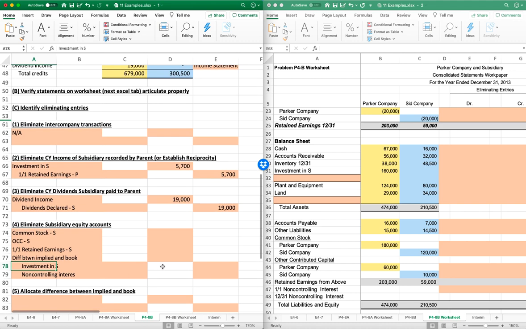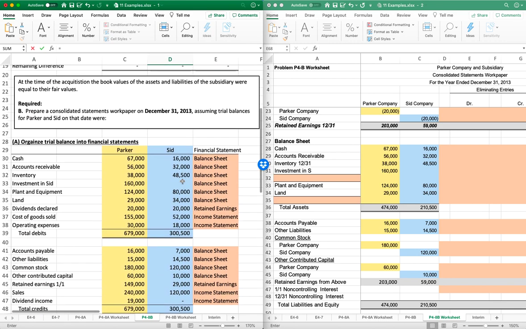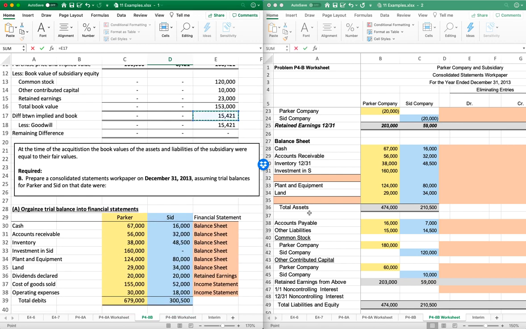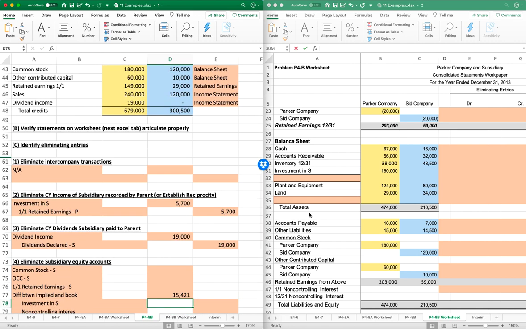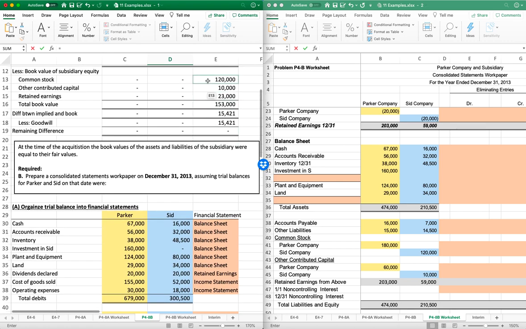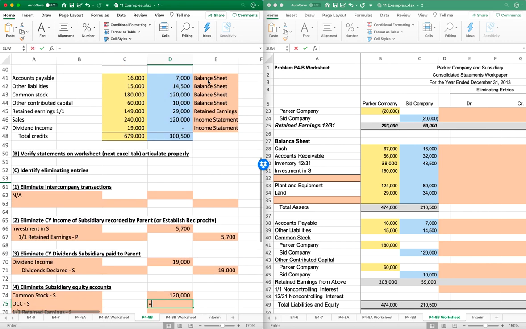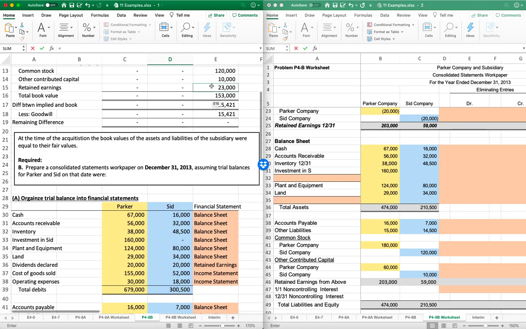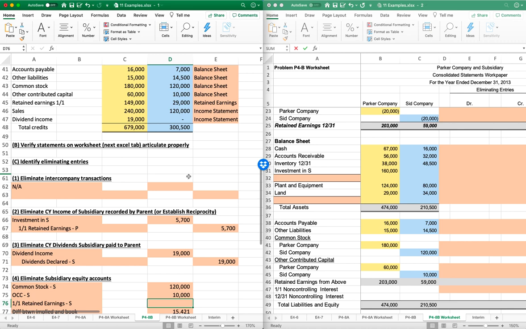So the next thing we need to consider is which numbers are going to stay the same over time. Difference between implied and book is calculated on the date of acquisition and does not change. So that one is going to stay $15,421. We know that for sure. We also know that common stock and other contributed capital are going to stay the same just because our book is nice to us and doesn't want to torture us too much. So common stock will still be 120 and OCC will be $10,000.